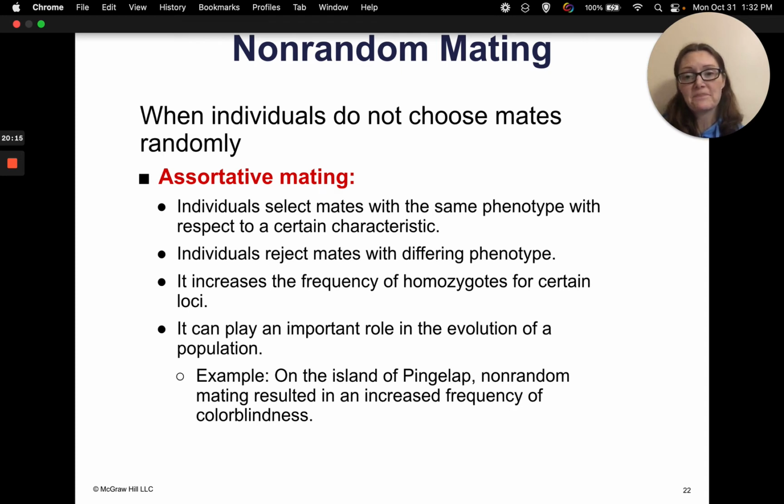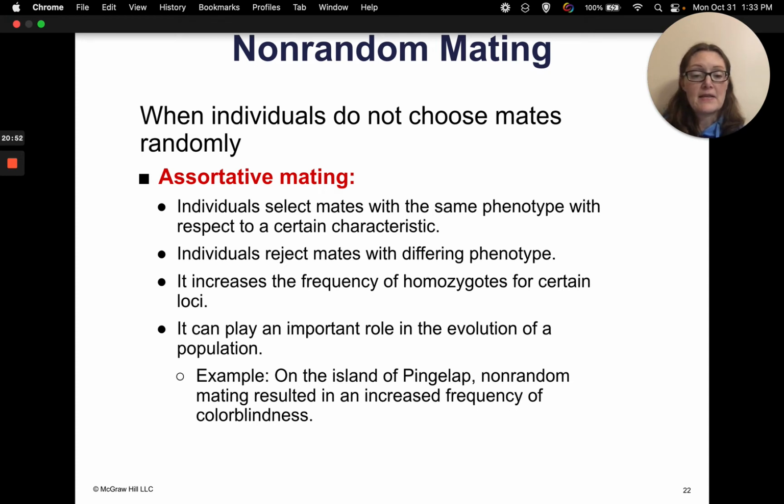So with assortative mating, individuals select mates with the same phenotype with respect to a certain characteristic, like the peacock with the very fancy tail. And so only the male peacocks with the really fancy tails get to pass their genes on. So individuals reject mates with different phenotypes, and so this is restricting the genes again to select a male with a very fancy tail. And so any other characteristic is lost over time in the population. So it can play an important role in the evolution of a population.